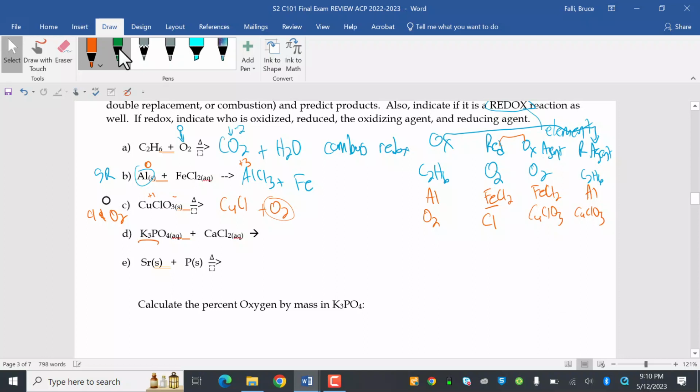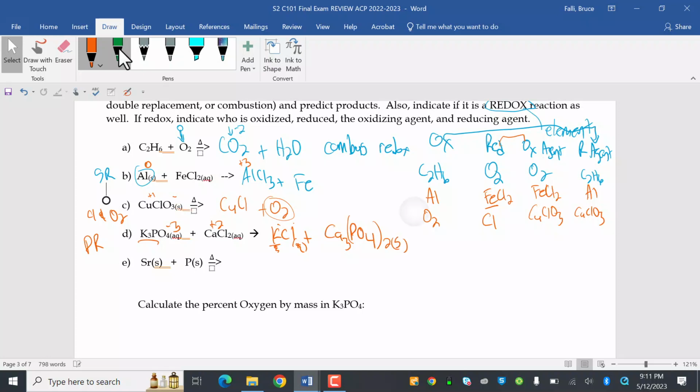This one, finally, not a redox one. So if it is a double replacement, it's not going to be redox. I'm going to get KCl plus CaPO4. Now, here's the sad part, you youngins out there. Calcium, remember, is plus 2. Phosphate is minus 3. Potassium's plus 1, chlorine's minus 1. Now, double replacement reactions need to have states of matter. Maybe not here yet, but group 1s are always aqueous, and this is solid.